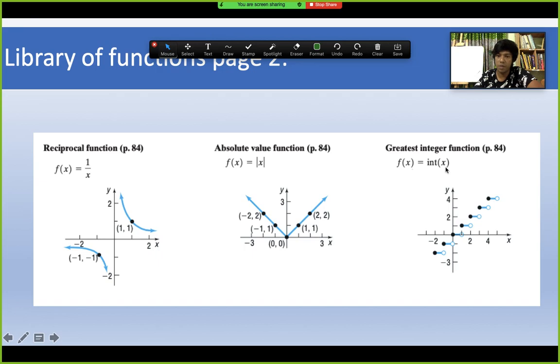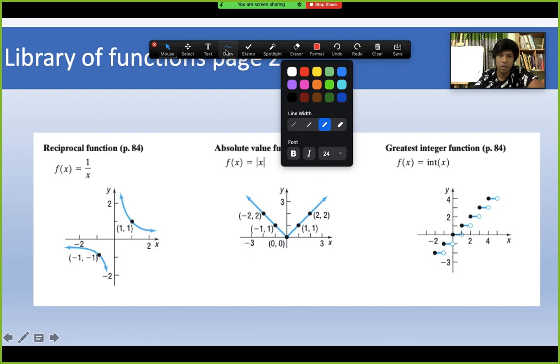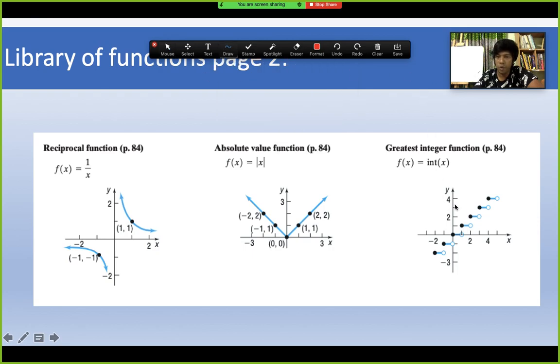This is f(x) equals the integer of x function. It looks very scary, but it is not that difficult. This f(x) means y. Let me discuss the important points about this graph. y equals f(x), same thing. So basically, the integer of x. Just for a moment, think about it.